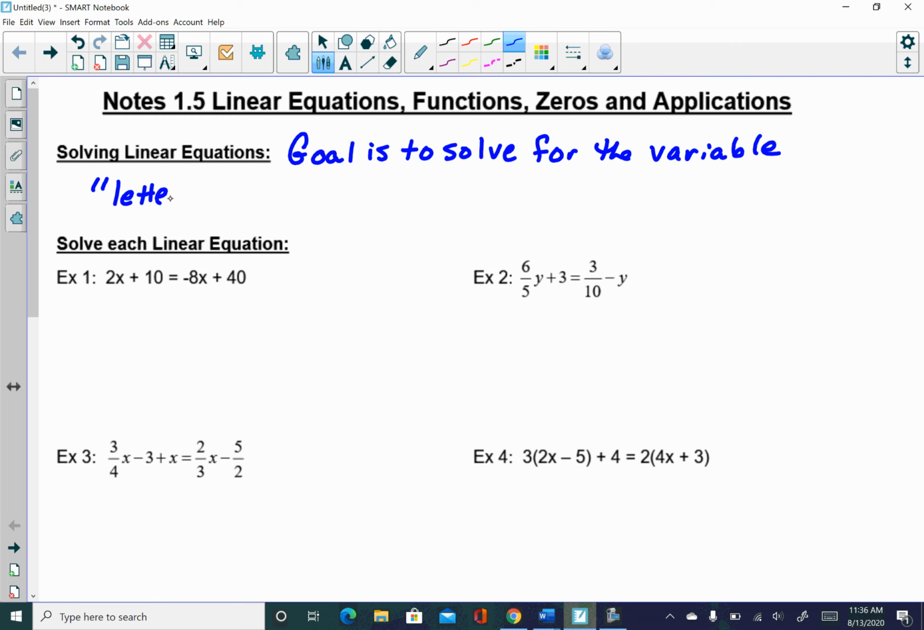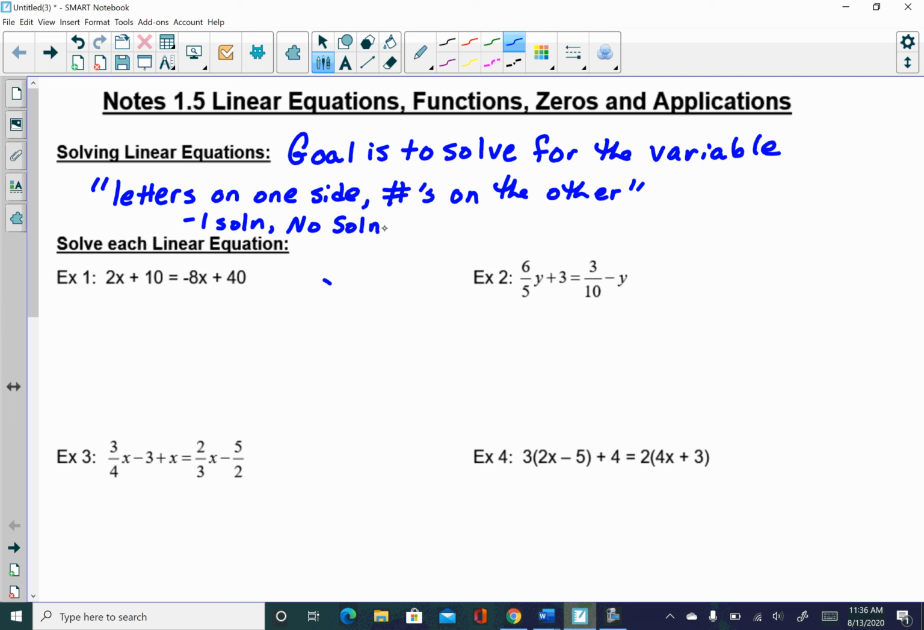A lot of times what I will tell folks is that when you're solving equations, you want letters on one side, numbers on the other. Letters on one side, numbers on the other. And it should be noted that when you solve linear equations, it's possible to have one solution, no solution, or what's referred to as infinitely many solutions.